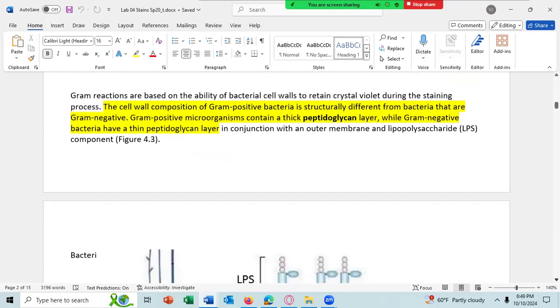The cell wall composition determines the gram staining ability of the cells. The gram-positive bacteria is structurally different in its cell wall than the gram-negative. The gram-positive cells have a thick peptidoglycan layer. The gram-negative bacteria have a thin peptidoglycan layer.